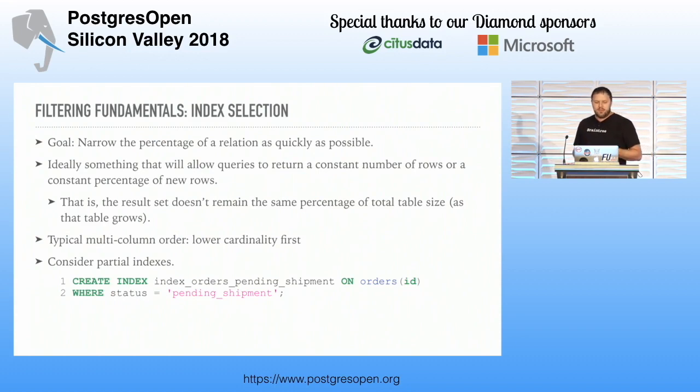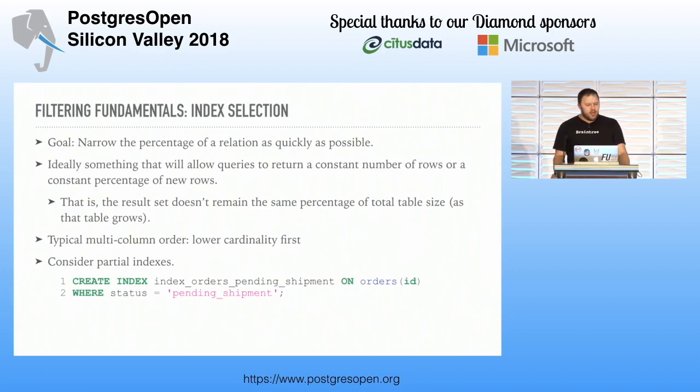That is, we don't want the result set to remain the same percentage of the total table size as the table grows. If, for example, we're adding 1 million rows a day, we don't want to be adding 10% of that every time and retain the existing rows in the result set, because our result set just keeps growing and growing and quickly becomes too large. But if it can grow at the percentage of growth only, then that's not necessarily terrible.